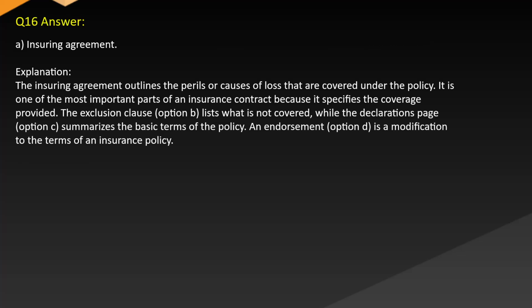Answer A. Insuring agreement. Explanation. The insuring agreement outlines the perils or causes of loss that are covered under the policy. It is one of the most important parts of an insurance contract because it specifies the coverage provided. The exclusion clause, option B, lists what is not covered, while the declarations page, option C, summarizes the basic terms of the policy. An endorsement, option D, is a modification to the term insurance policy.